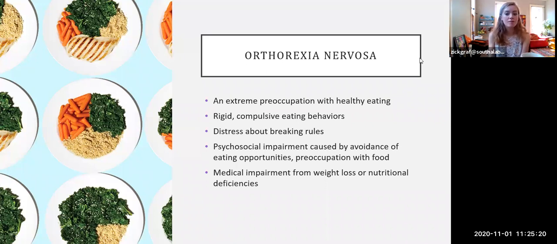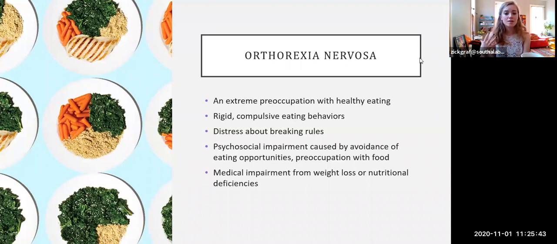Orthorexia can also involve medical impairment, because even if the goal of this extreme healthy eating isn't to lose weight, it can cause weight loss, and that weight loss can become unhealthy, or it can cause nutritional deficiencies. So an individual layperson's idea of what healthy eating looks like might not actually involve eating a nutritionally balanced diet. So orthorexia can cause both psychosocial and medical impairment.